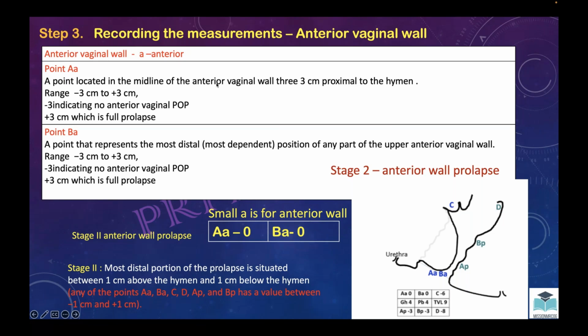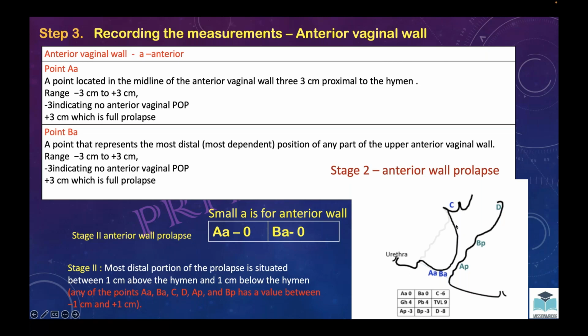So this would be the hymen. Ideally you have to take point A 3 centimeter above, because it is proximal to the hymen. So if the prolapse is not there, you will find point A somewhere here. Now, what will be the range?